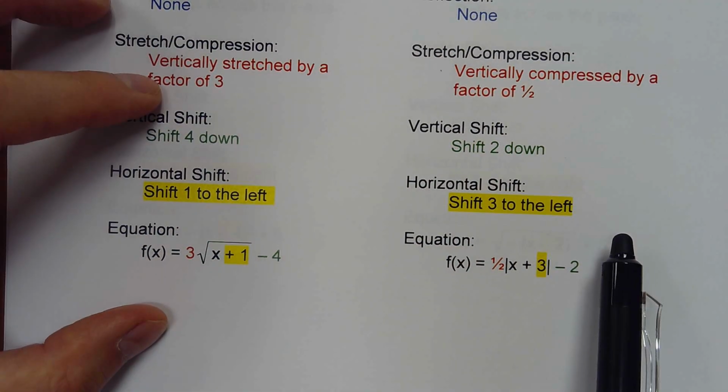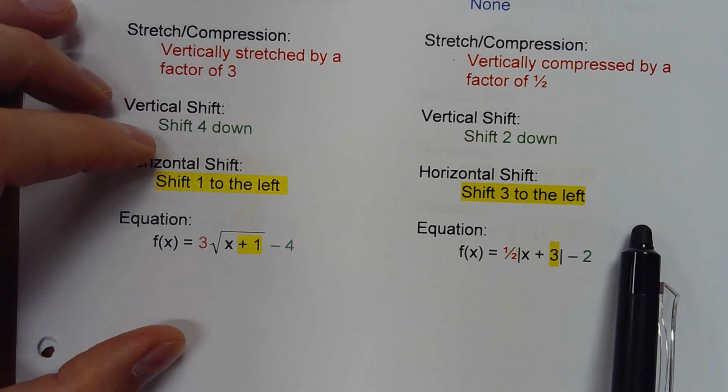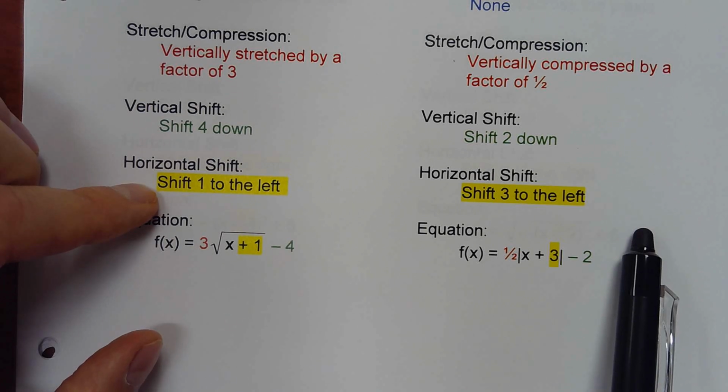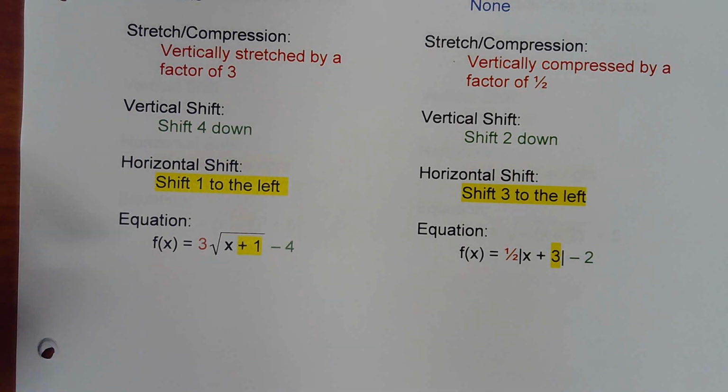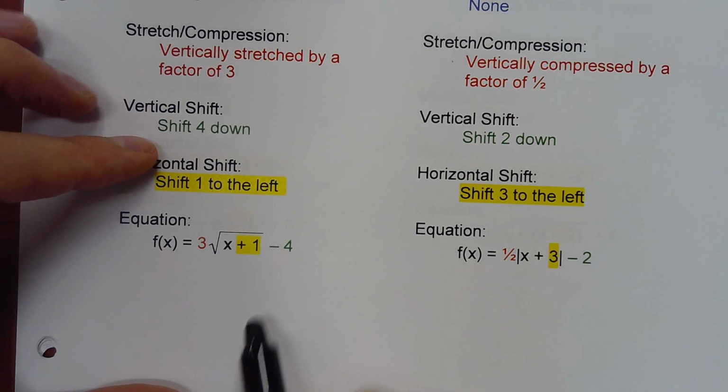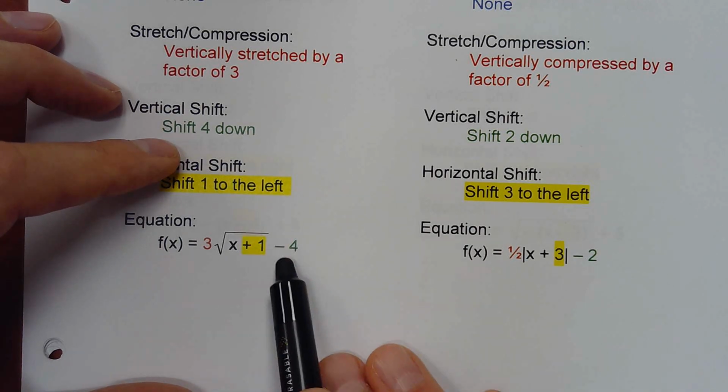So my a here is going to be 3. My negative h is going to be a negative 1, so h will be, so we'll write minus 1. Sorry, minus a negative 1, which would be plus 1. And then shifted down 4 units, that's our minus 4.